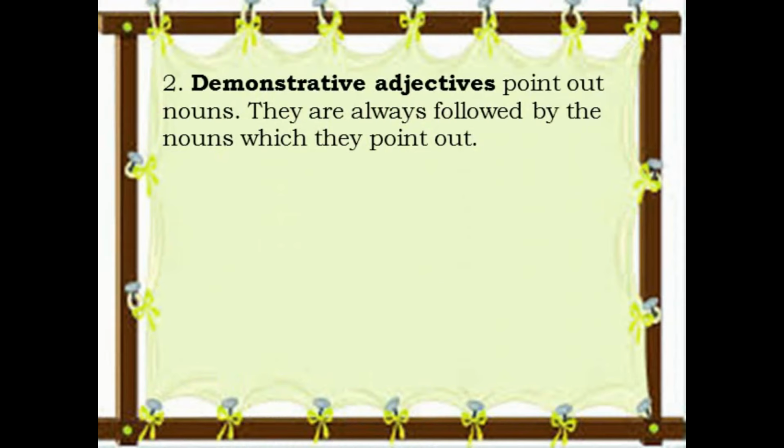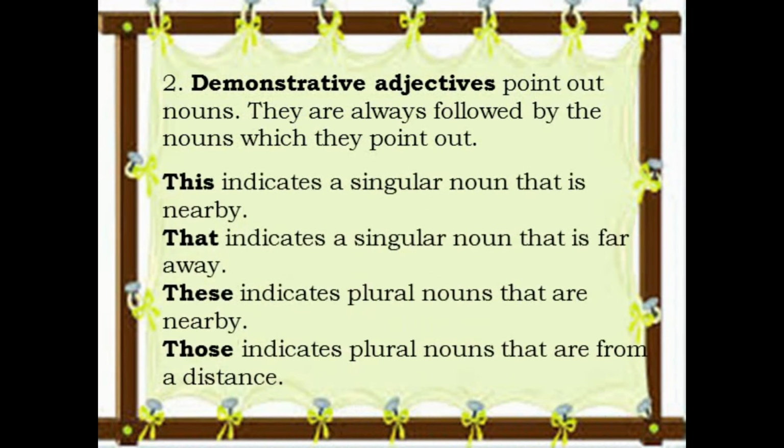Number 2, demonstrative adjectives point out nouns. They are always followed by the nouns which they point out. Examples of demonstrative adjectives are: this indicates a singular noun that is nearby. That indicates a singular noun that is far away. These indicates plural nouns that are nearby, and those indicates plural nouns that are from a distance.